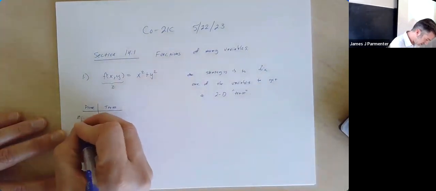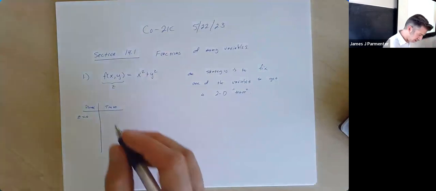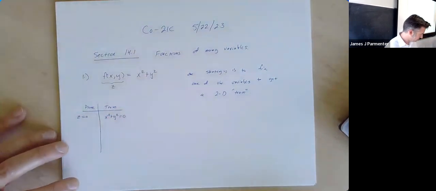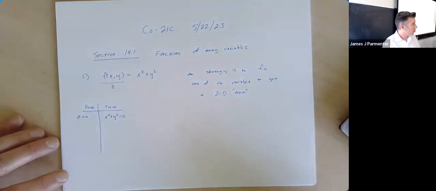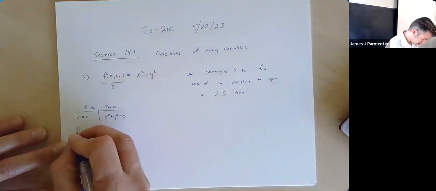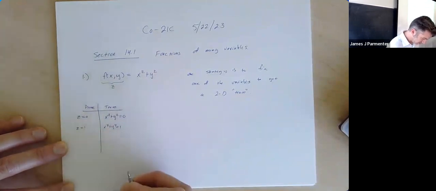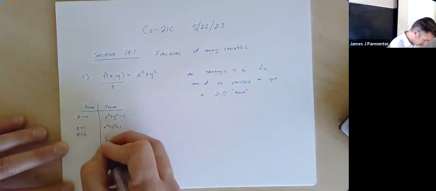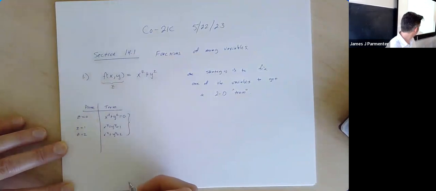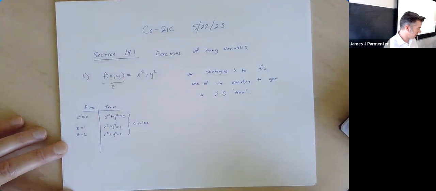If we let z equal 0, we're in the xy plane. So we're left with x squared plus y squared equal to 0, which is just a point. We could go a little higher and say z equal to 1 and get x squared plus y squared equal to 1, or z equal to 2 and get x squared plus y squared equal to 2. As we go up and up, these are just going to give us circles of larger and larger radii.